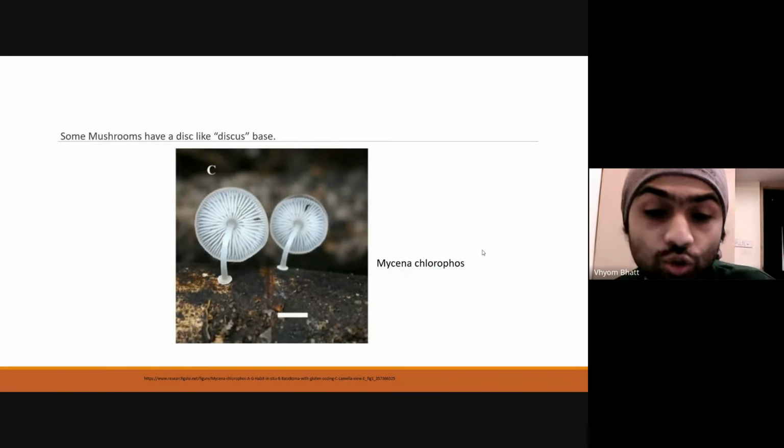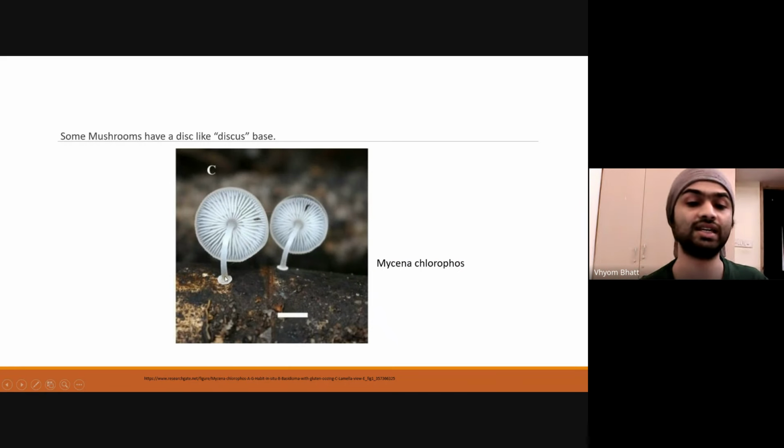Then some mushrooms have a discoid base at the bottom, like this Mycena has. So they have a disc-like attachment at the base. This is also a mycorrhizal mushroom. It has been documented in the Western Ghats. If you see a lot of posts of people going to the Western Ghats, they are bioluminescent mushrooms. I think mostly they're talking about Mycena chlorophos, which is this mushroom. So it has a disc-like basal attachment to the substrate.